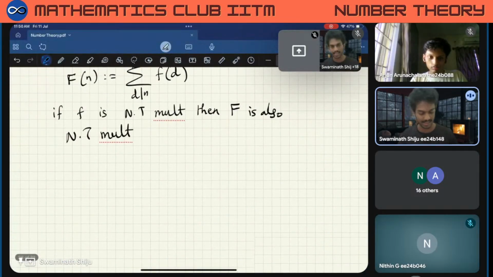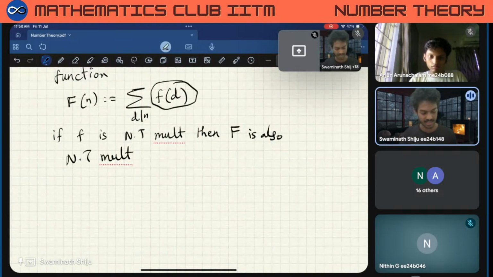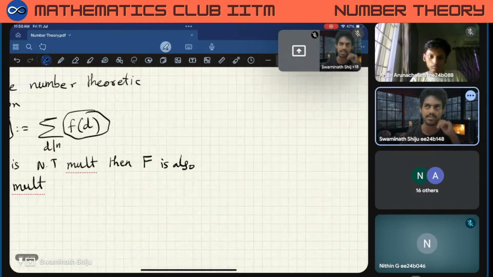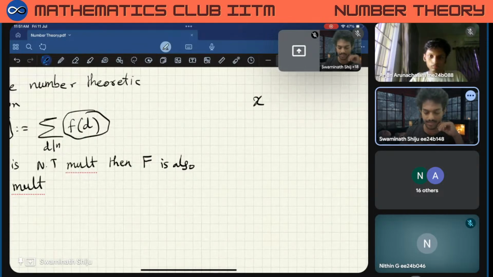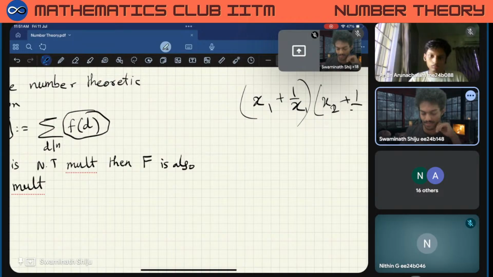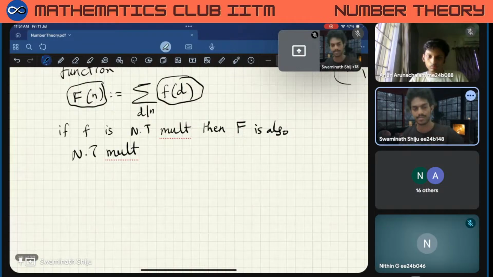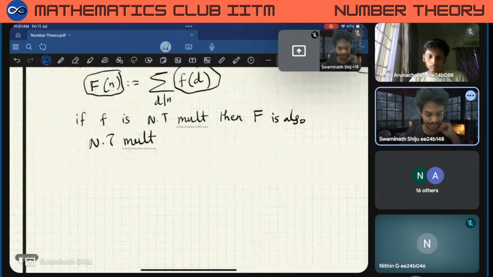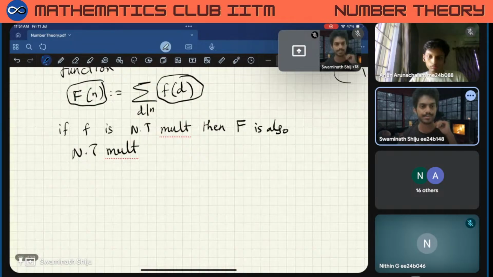Let it sink. A sum of multiplicative functions is also multiplicative. In general, if you consider real functions, what is multiplicative? x is multiplicative, 1 by x is multiplicative, but x plus 1 by x is clearly not multiplicative. So it should come as a bit of a surprise that a sum of multiplicative functions is multiplicative. So how are we going to prove this?